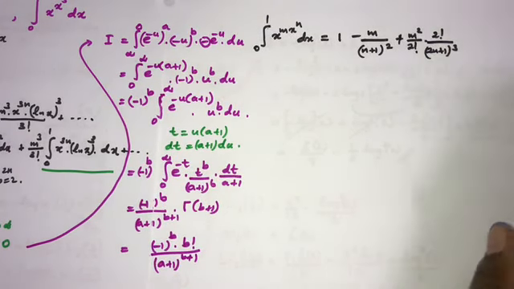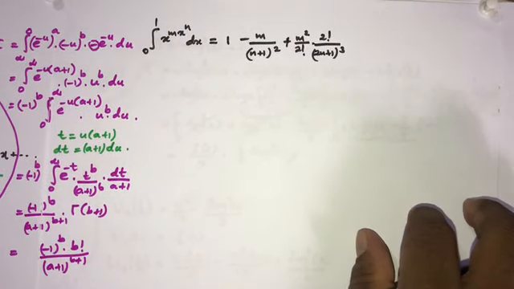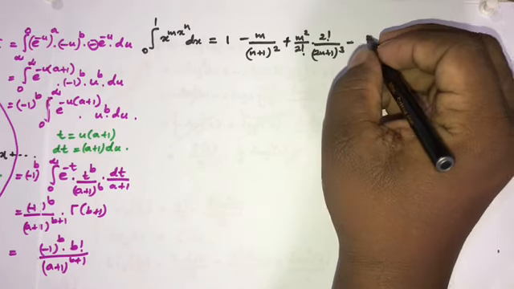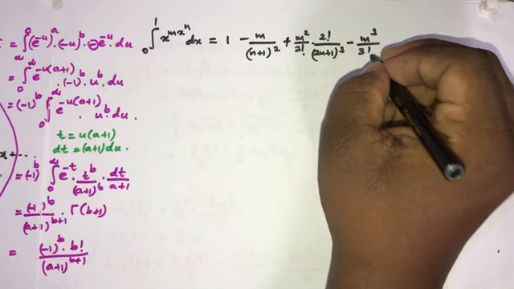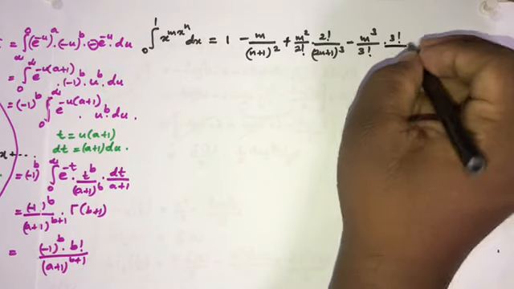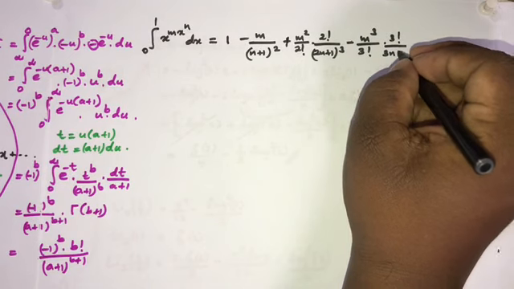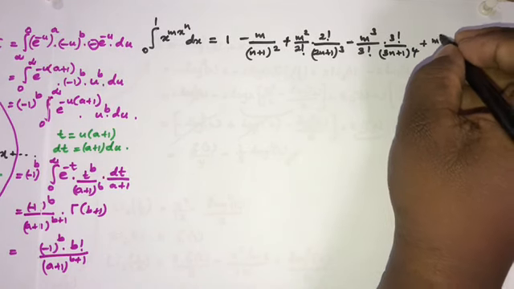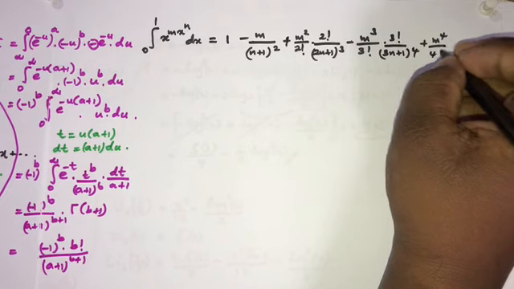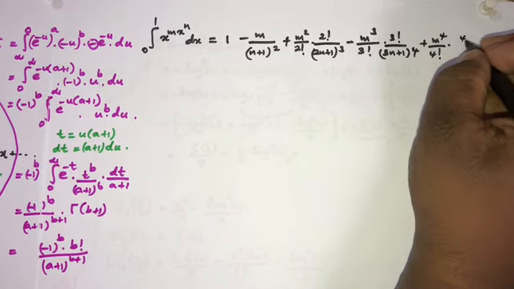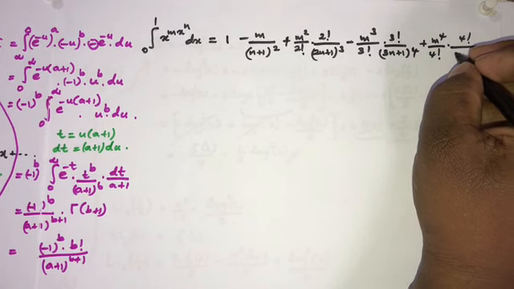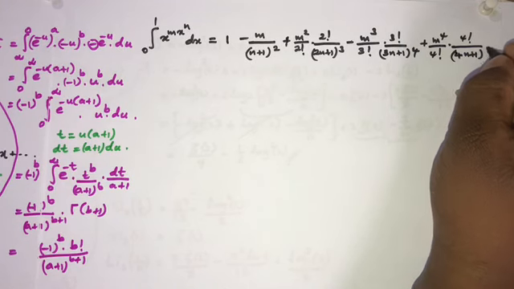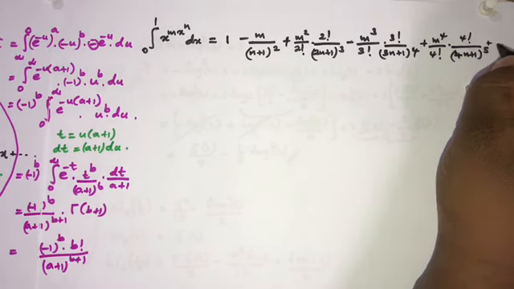Okay, then now we can guess the next term: m raised to the 3 power over 3 factorial times 3 factorial over 3 times n plus 1 raised to the 4 power, then plus m to the 4 power over 4 factorial times 4 factorial over 4 times n plus 1 raised to the 5, plus so on.